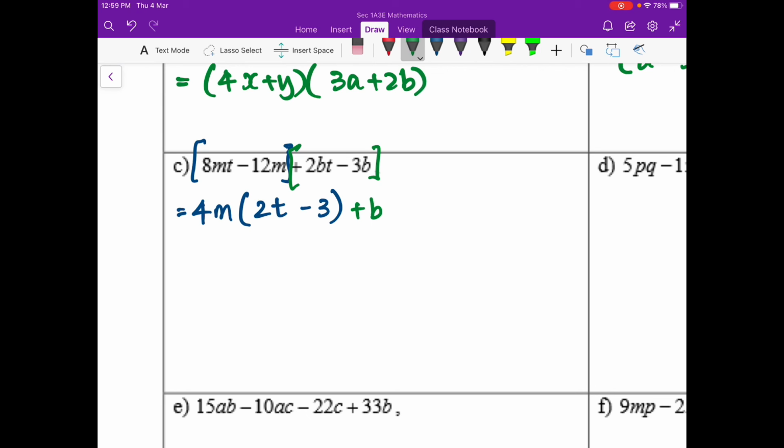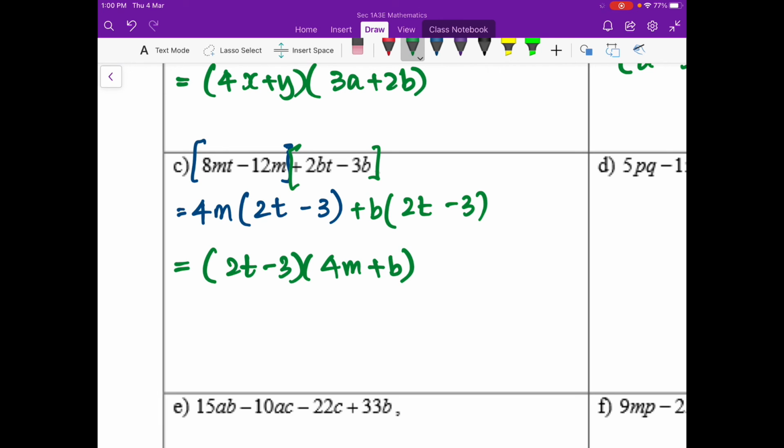Because b is a factor. Either b or negative b is a factor. So we end up with 2t minus 3. Okay, you are lucky in this case. If your default is always to take out the positive value, then you are lucky. So here 2t minus 3, 4m plus b. Done. Okay, any questions at this point in time?